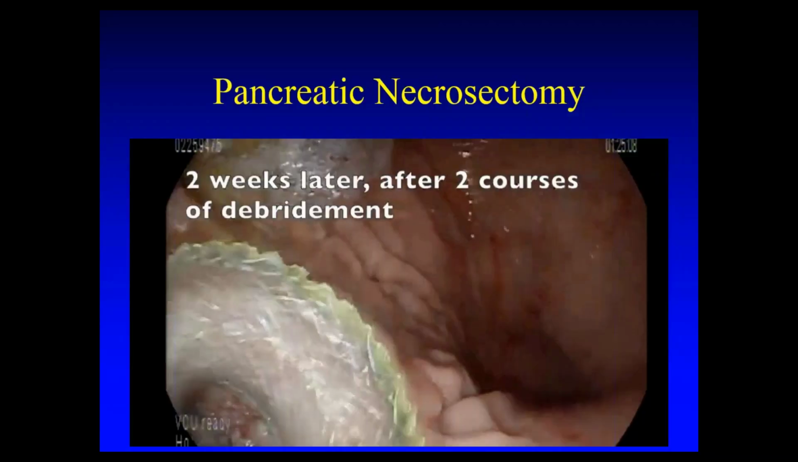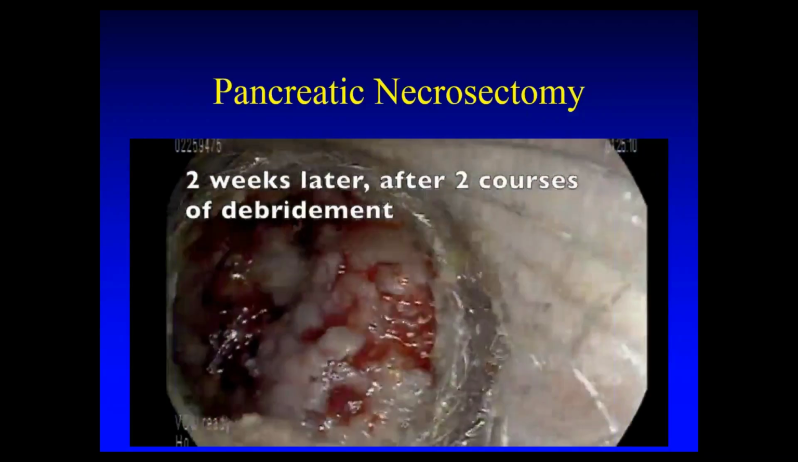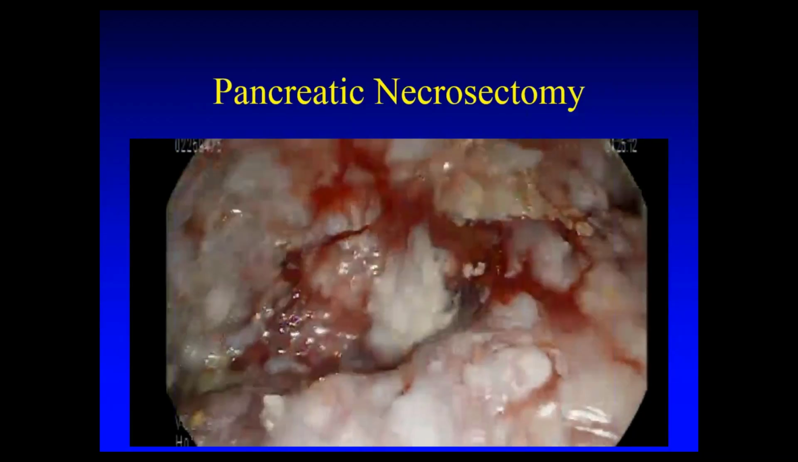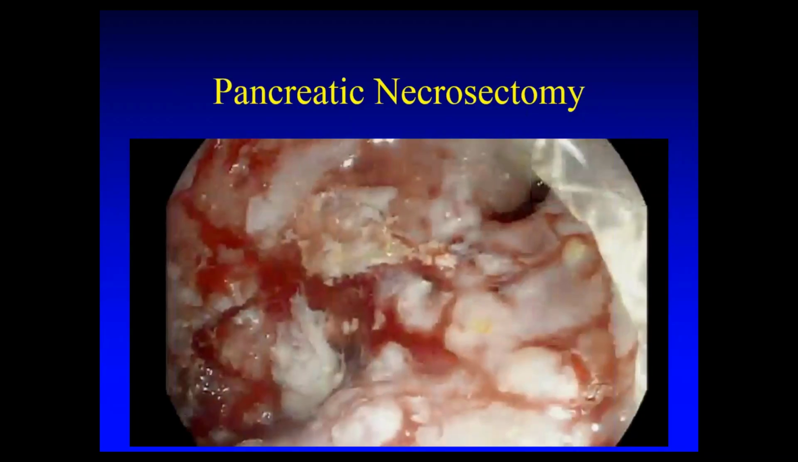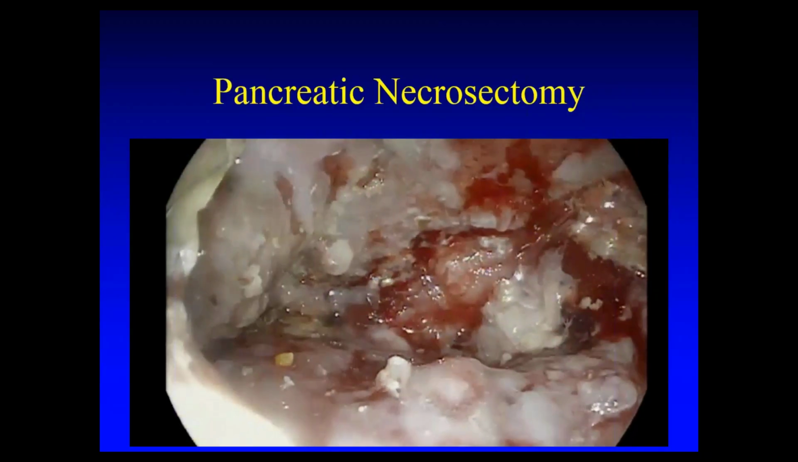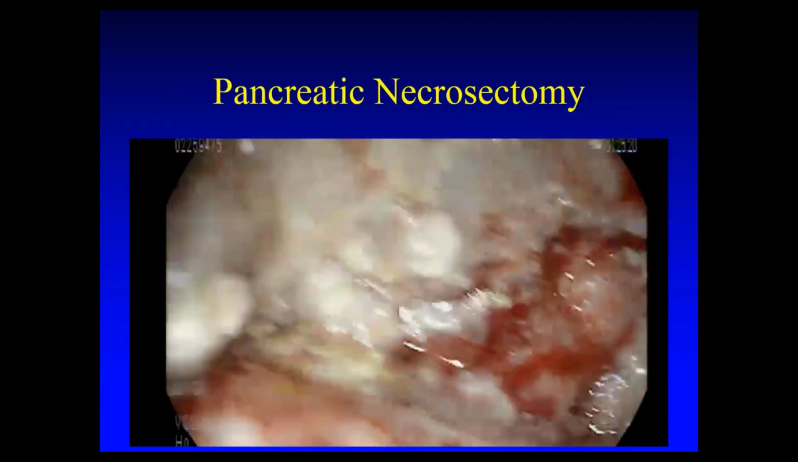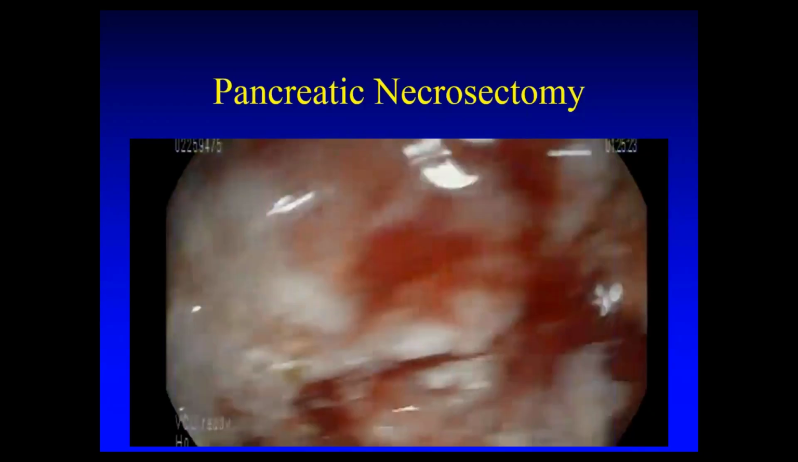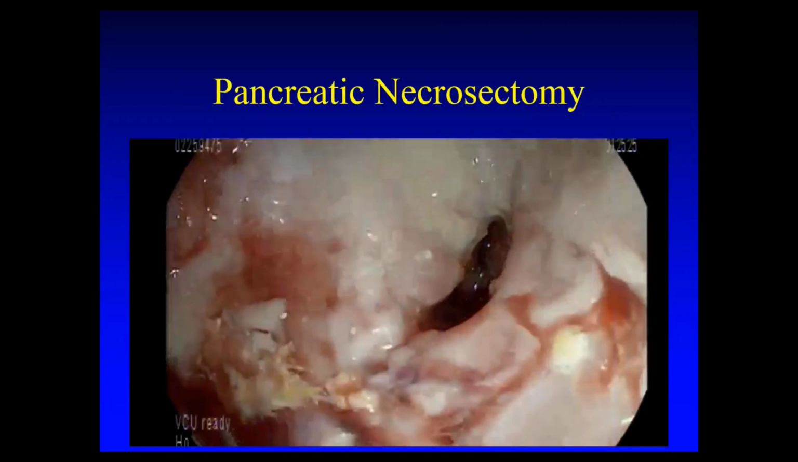You go in here, you can see 2 weeks later, it looks a lot better. This is all healthy pancreatic tissue. So definitely less junk in it. And at this time, we decided that it was time to remove the stent.